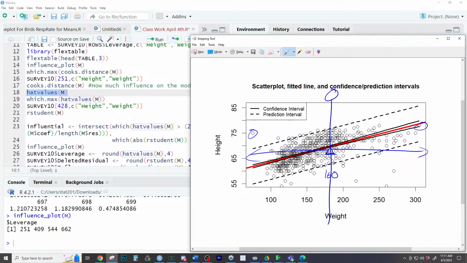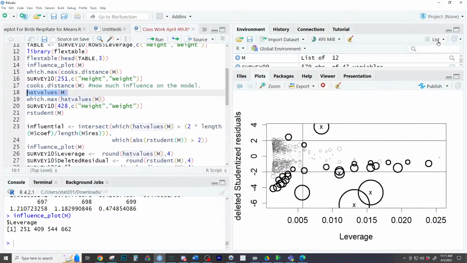So this is no leverage. Higher leverage is further out over here. This is high leverage, and this is high leverage. Leverage only deals with the X's and how far something is away from the X's. And then the last thing we have right here is the R student value, and that is on the Y-axis right here, which is a deleted studentized residual, which we just talked about a moment ago.